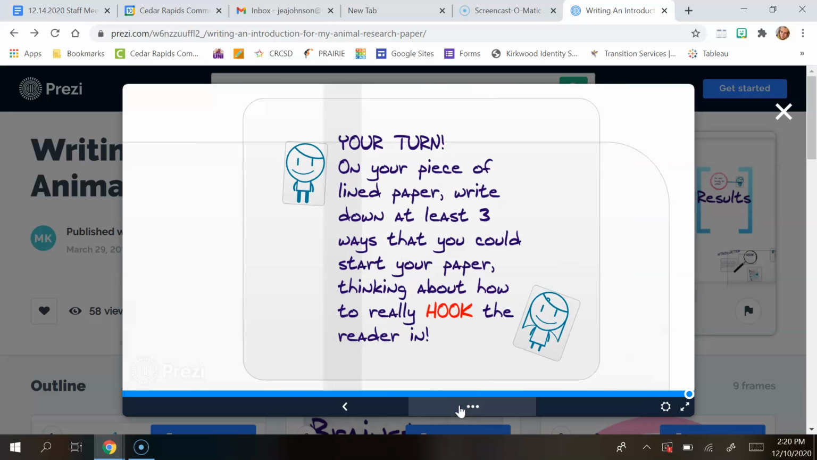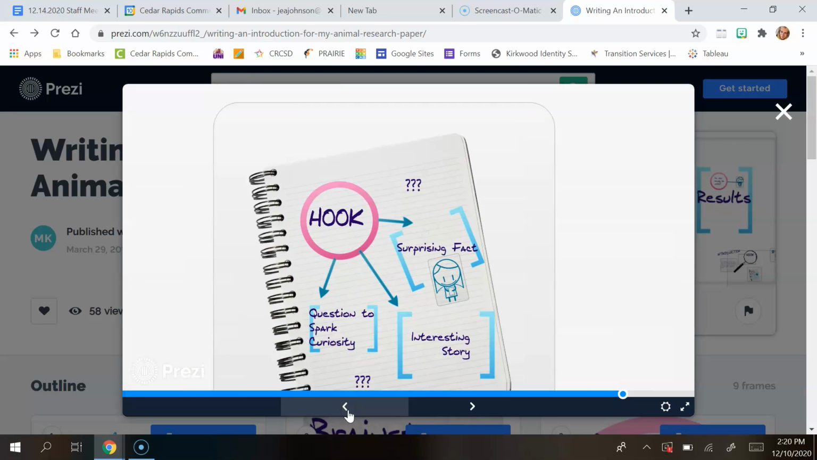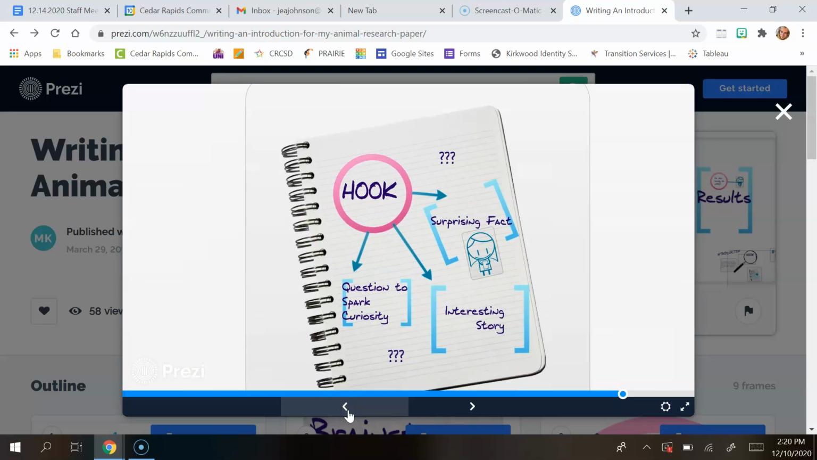So now it's your turn. On your piece of lined paper or on a Google Doc, write down at least 3 ways that you could start your paper, thinking about how to really hook the reader in. Here are those 3 ways again. Your job is to come up with 3 ways to hook the reader.